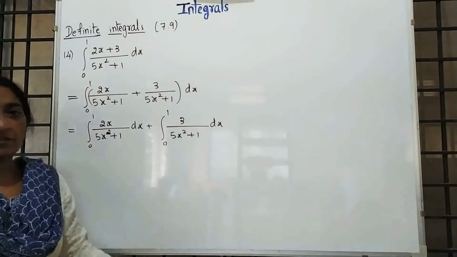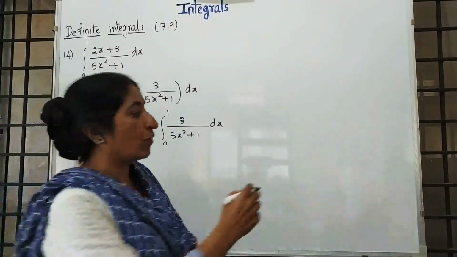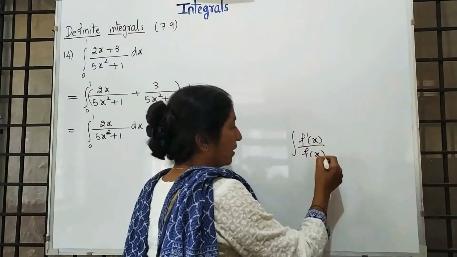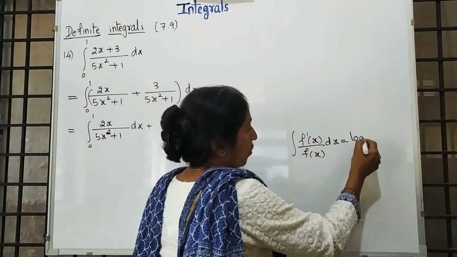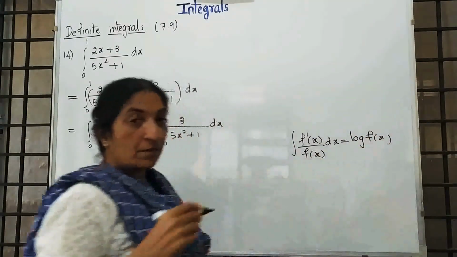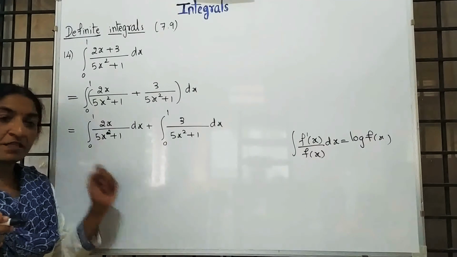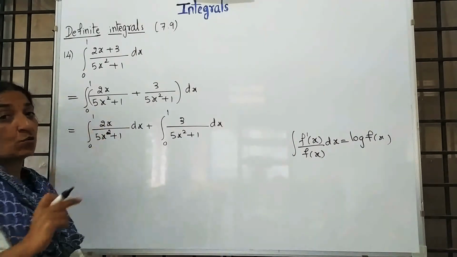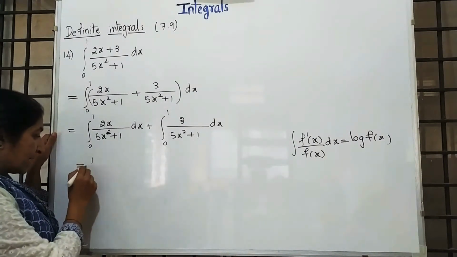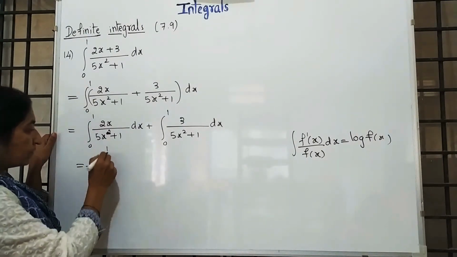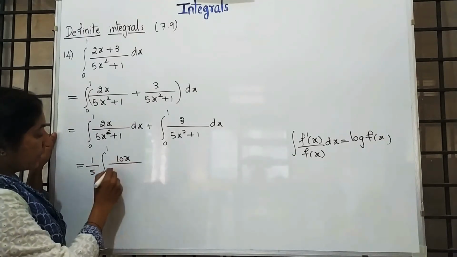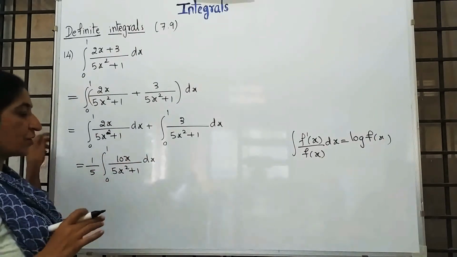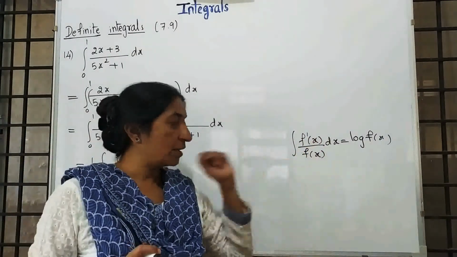See, when you observe the first integration, it is nearer to the formula integration of f dash of x upon f of x dx. That answer is log of f of x. But what is the differentiation of 5x square? Differentiation of 5x square is 10x, but here we have a 2x. To make it a 10, I am multiplying and dividing by 5. It is 10x upon 5x square plus 1 into dx.